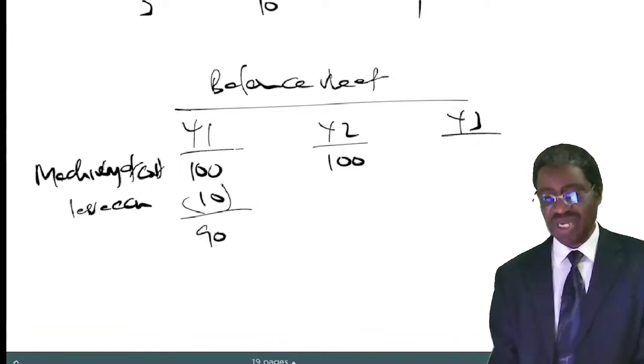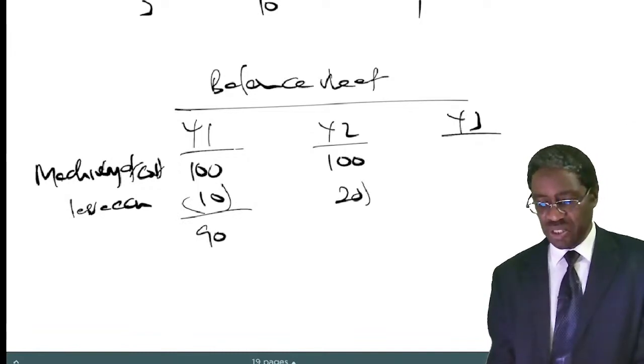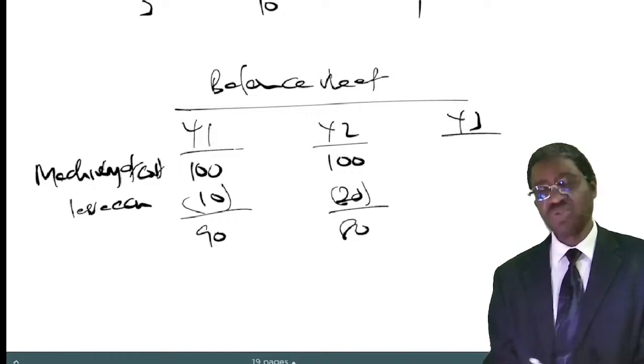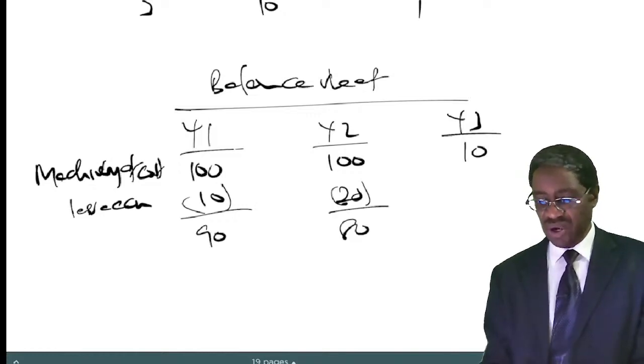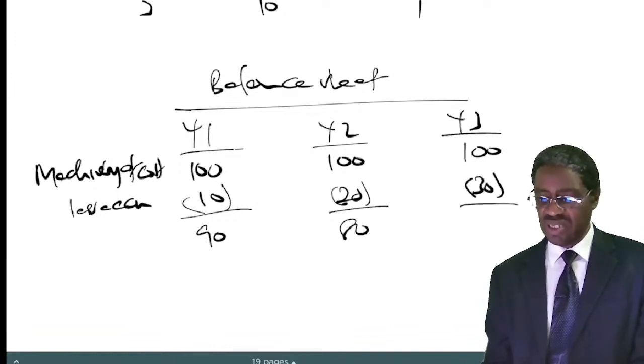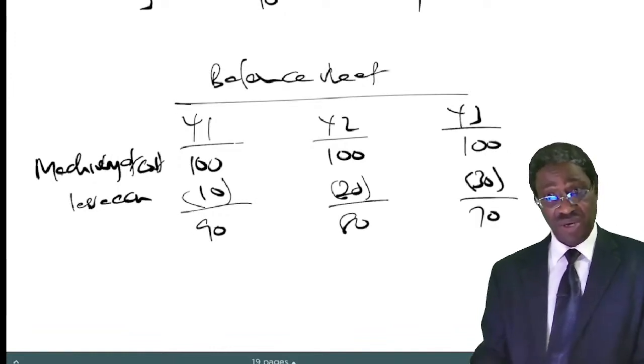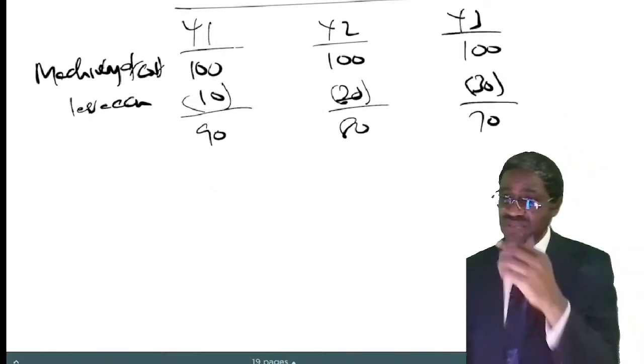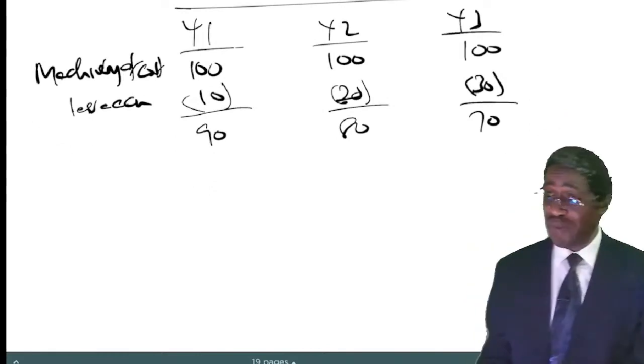Second year, the cost is 100. Accumulated depreciation is 20. That will give you 80. Third year, the cost is still 100. Depreciation accumulated is 30. That will give you 70. Now listen, this time there's something else to go to the balance sheet.